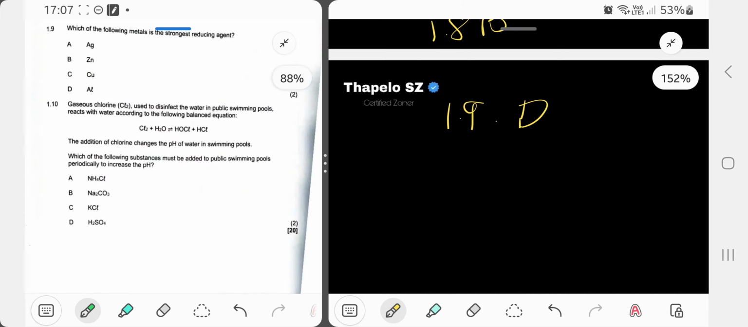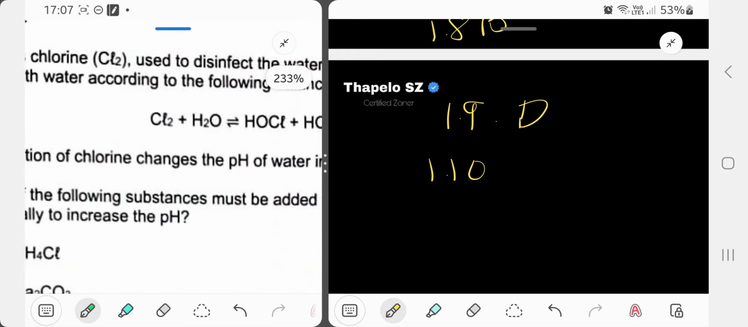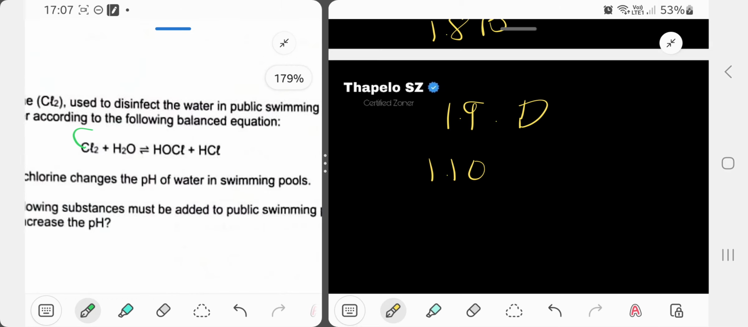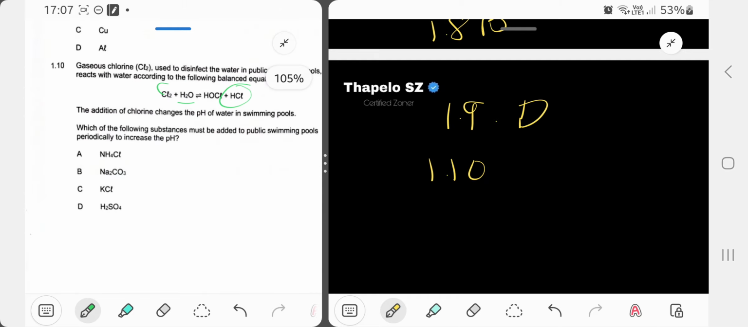And then here, let's talk about this one, 1.10. It tells us that gaseous chlorine is used to disinfect water in public swimming pools and reacts with water according to the following balanced equation. Okay, sharp. So now we can see that something is happening here. So we're taking chlorine, right? It disinfects the swimming pools. Okay, and then H2O, and then it gives us something with an acid. HCl is a strong acid. Okay.